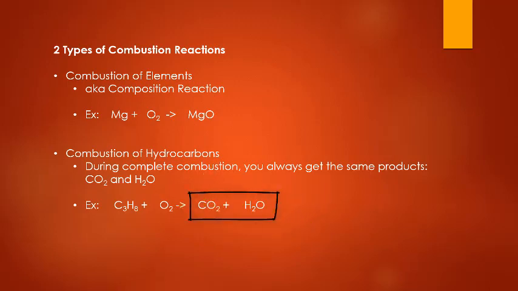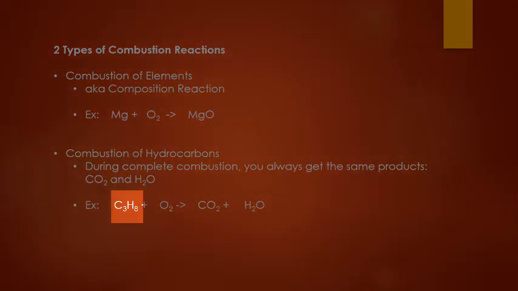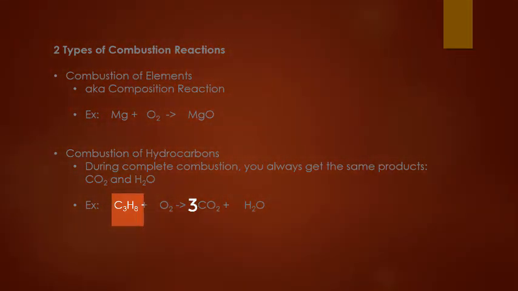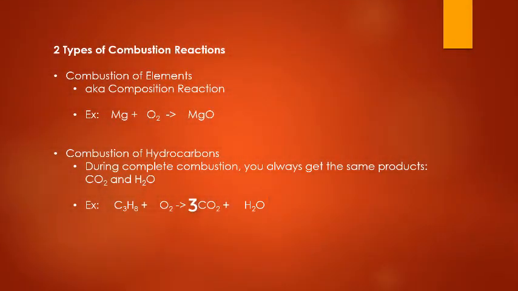To balance this reaction, we have 3 carbons to the left, but only 1 carbon to the right. So I'm going to add a coefficient of 3 in front of carbon dioxide. We have 8 hydrogens on the reactant side, but only 2 on the product side. So I'll change the coefficient to a 4. 4 times 2 is 8.